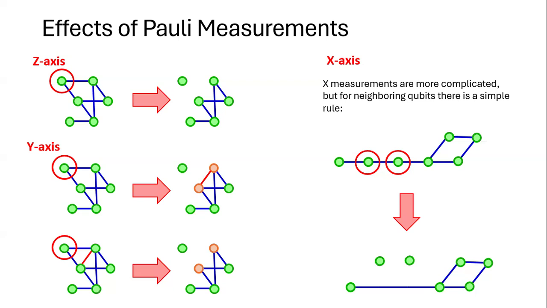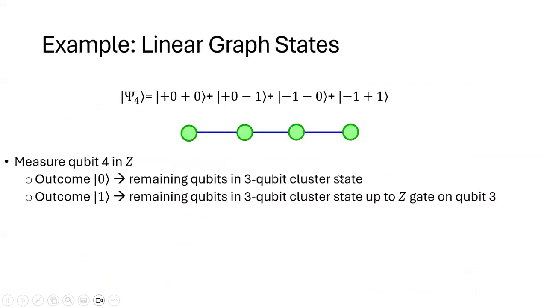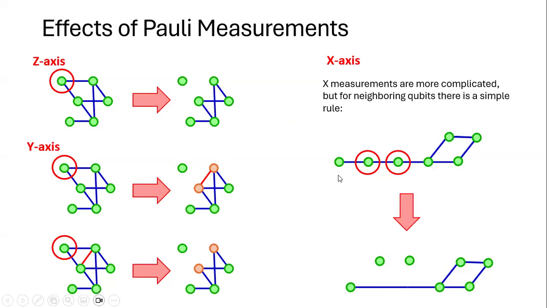But what will happen is that if you have two qubits that are neighboring each other, and you make a Pauli X measurement on both of them, then those will just take the qubits out of your graph, and the rest of the graph remains entangled in the same way they used to be. So this is how it will look. But this works only because these two are neighboring. The rule can get more complicated if you're looking into more complicated graphs.